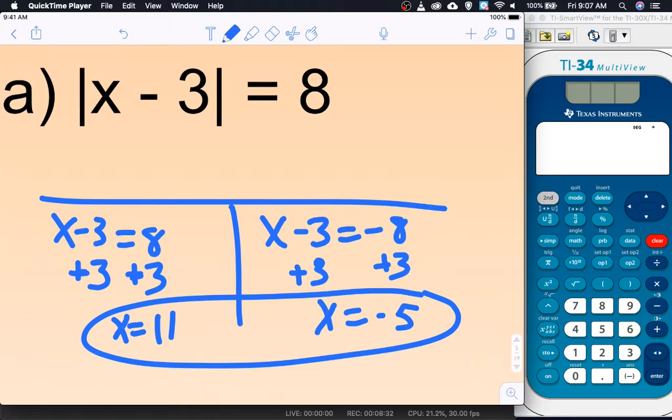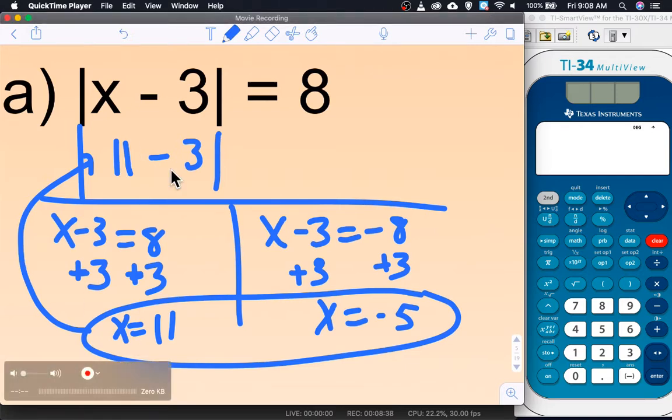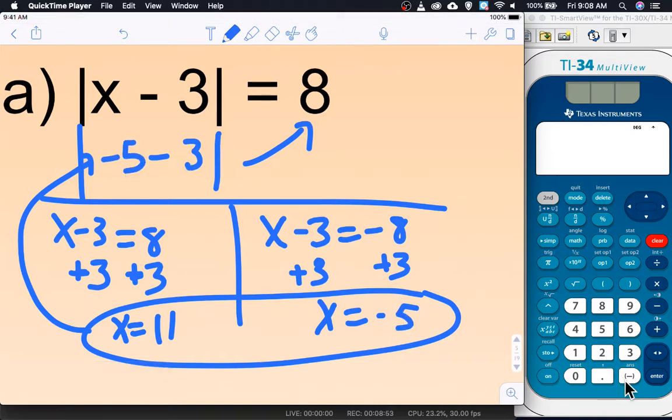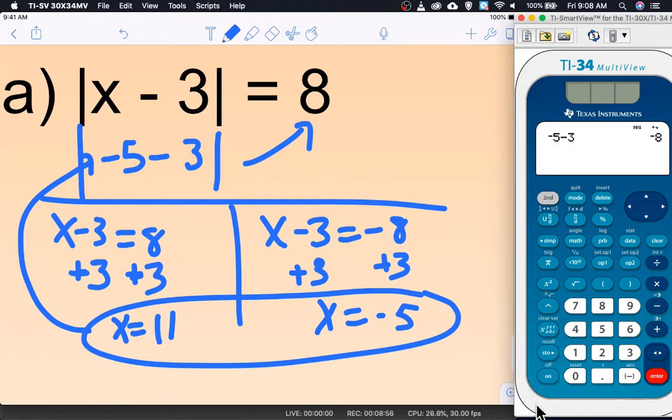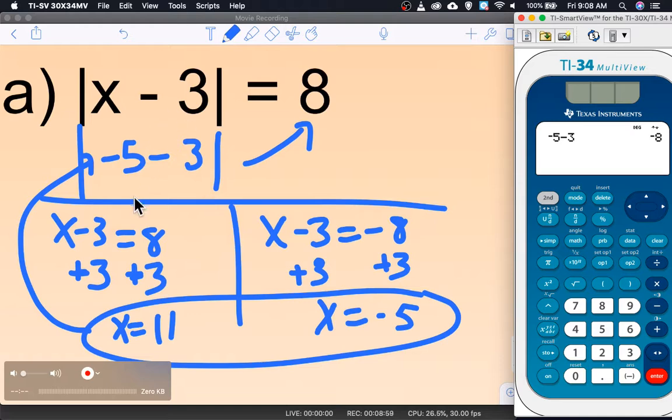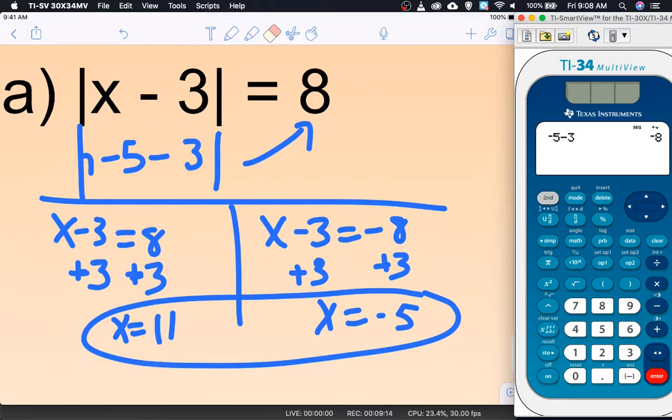So let's check that. If I plug in 11 for x, this inside of the absolute value will be 8, and the absolute value of 8 is 8. Okay, so that works now. But also, if I plug in the negative 5 from here, negative 5 minus 3 is negative 8. Absolute value of negative 8 is 8. So both these numbers I just showed you are solutions of this equation, that this makes this true. Okay, so our solutions were the numbers 11 and negative 5.